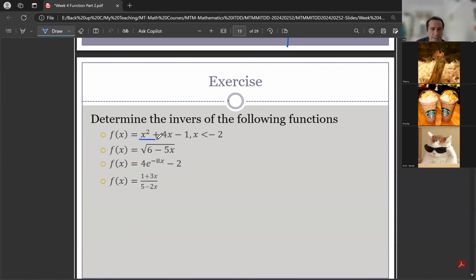So this is the inverse of a quadratic function. This is the inverse of a square root. This is the inverse of an exponent function, and this is the inverse of a rational function. Each of them has different methods to find the inverse of the function.